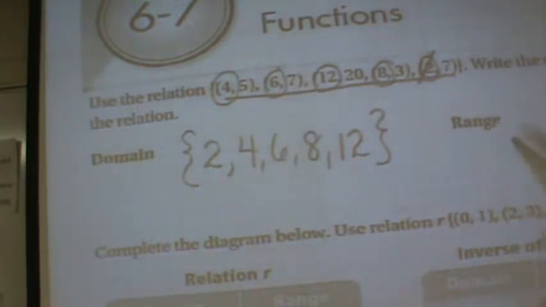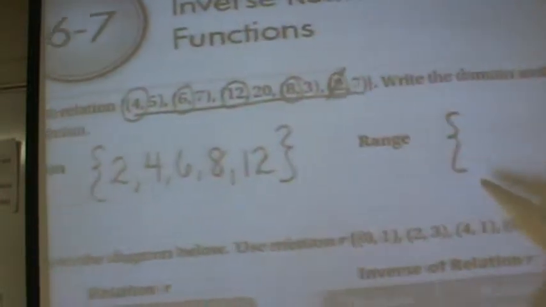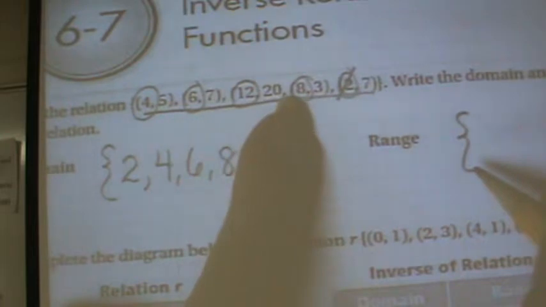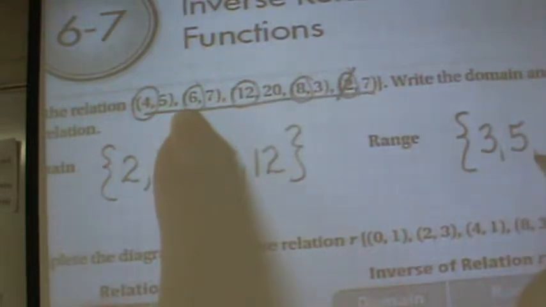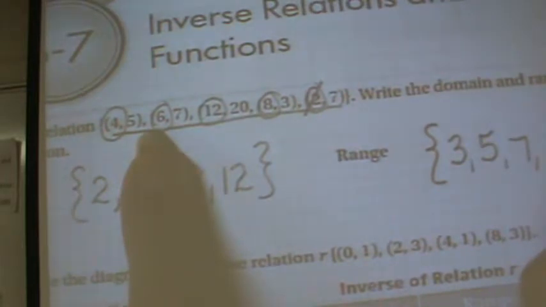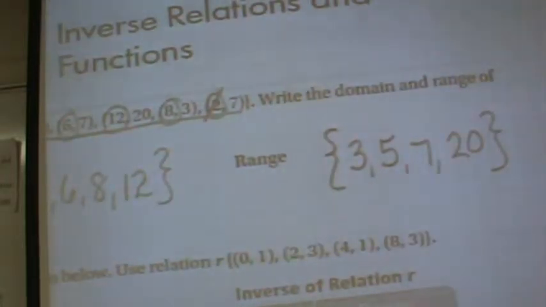Now what is the range? The range is the y values. 3, 5, 7. Should I write 7 twice? No.